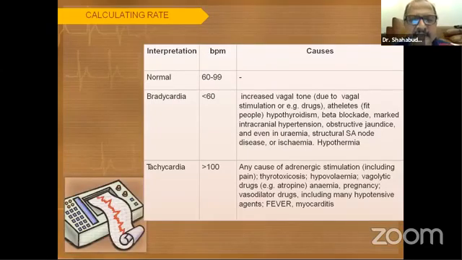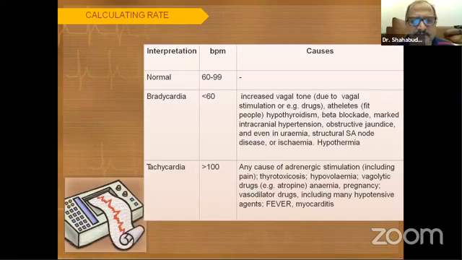And normal rate is 60 to 99. Some books say 90, but by convention most authors agree that below 100 it's normal, and 100 or more than 100 it's tachycardia. And bradycardia is less than 60.